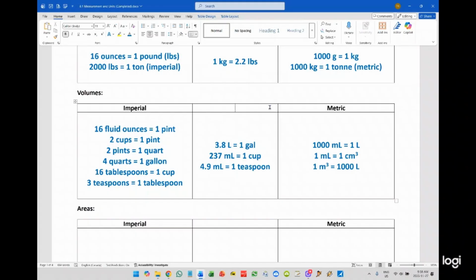237 milliliters equals 1 cup. This one you may know if you remember back to when you were a little kid and you had chocolate milk or regular milk in those little wee cartons. The little cartons were 237 milliliters, and that's because it worked out to be 1 cup of milk.